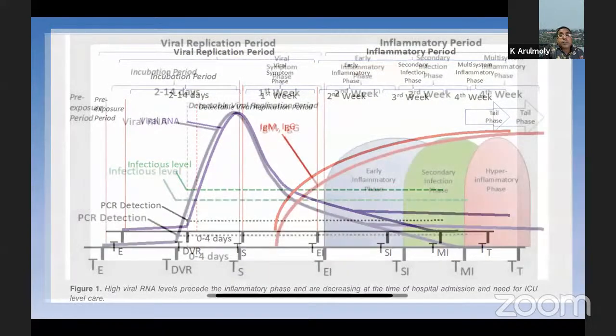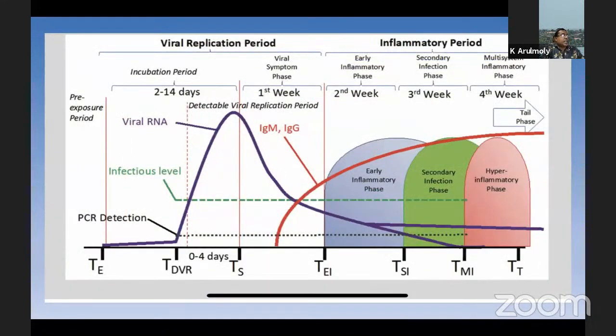Next slide, please. So if you see the next slide, it shows the incubation period of 2 to 14 days. Then in the first week, you get gradual viral RNA decline. And from the second week onward, you get the early inflammatory phase, secondary infection phase, and hyperinflammatory phase. So the treatment also, you should start at the correct point, and correct timing is important.